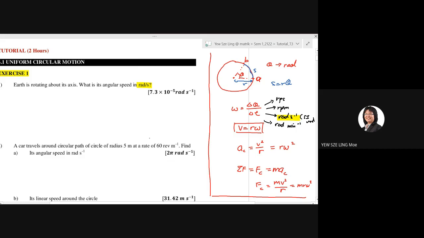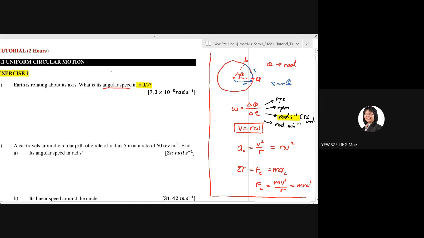Okay, now Earth is rotating about its axis, but if you look at this question, no information is given, right? There's nothing about the Earth, so it doesn't give you any values. But if you know how the Earth rotates, then you should have all the general knowledge already. So what is the angular speed? Now try to recall what is the equation for angular speed.